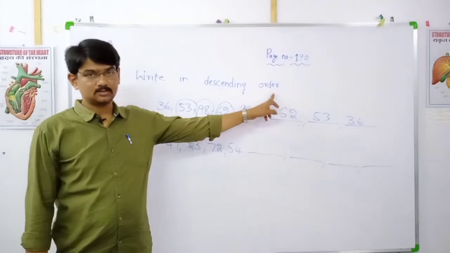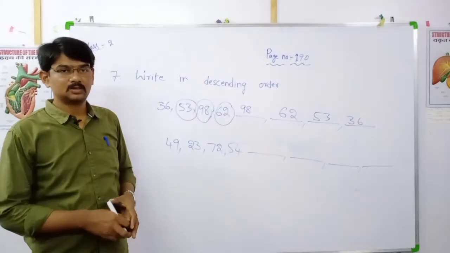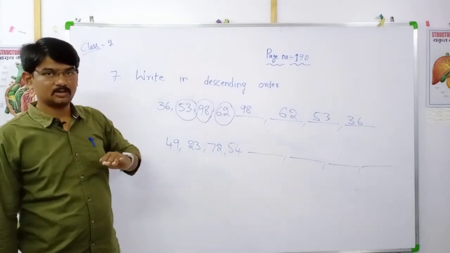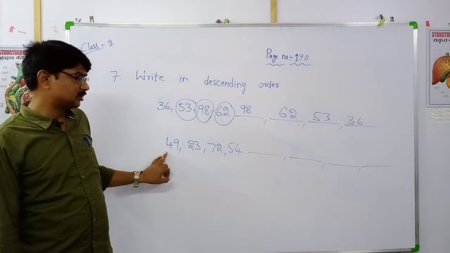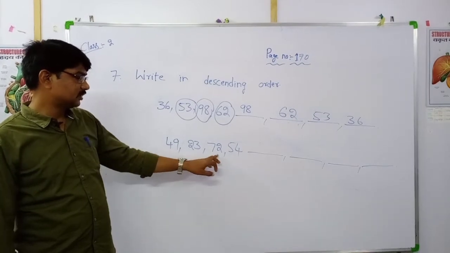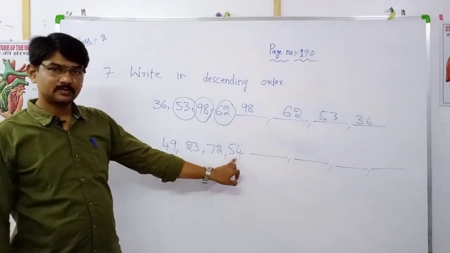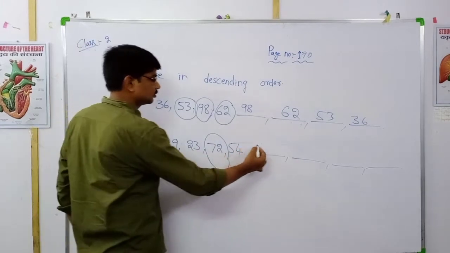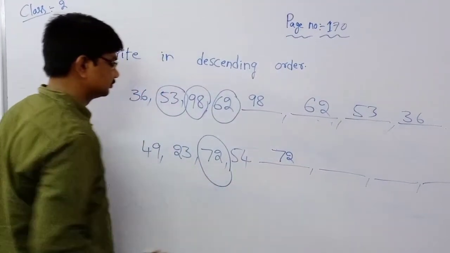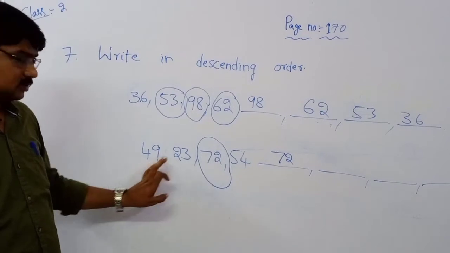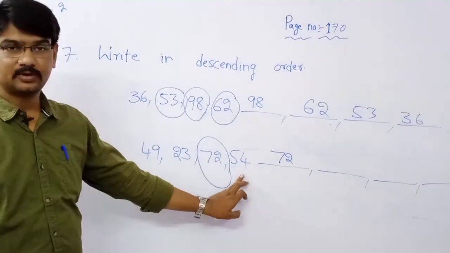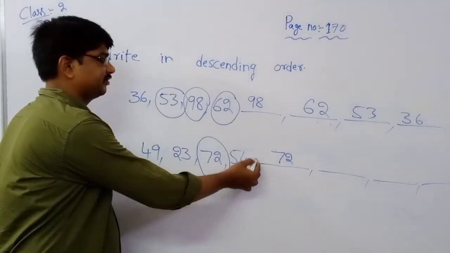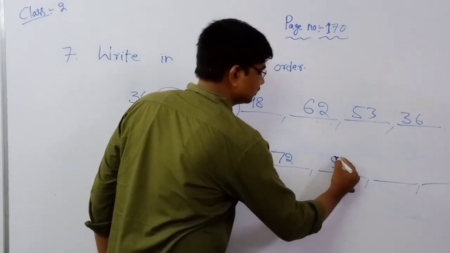Descending order. Writing the numbers big to small. Which is the biggest number? 49, 23, 72, 54. Which is the big one? 72. 72 here, comma. 49, 23, 54. Next, which is the biggest number? 54.